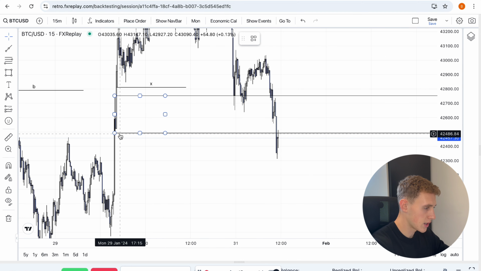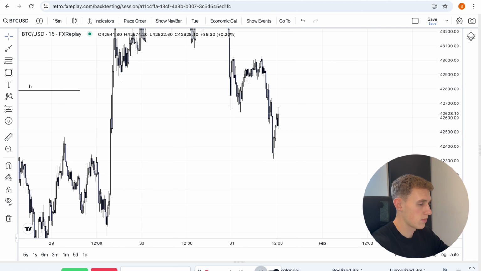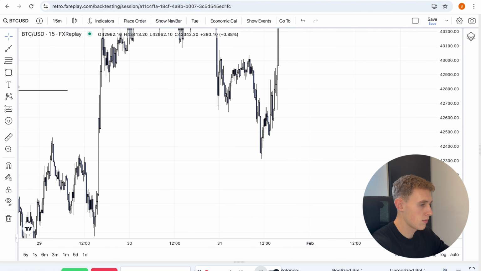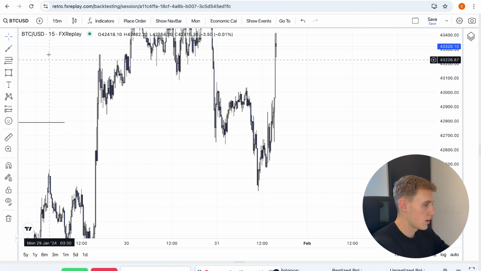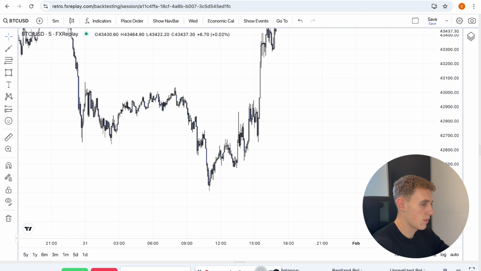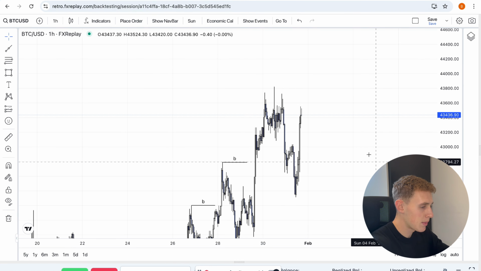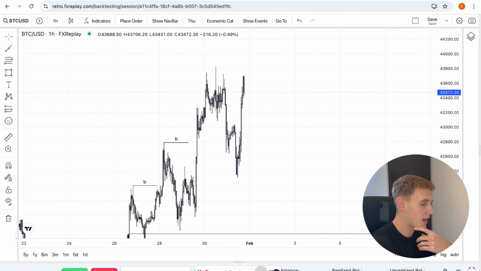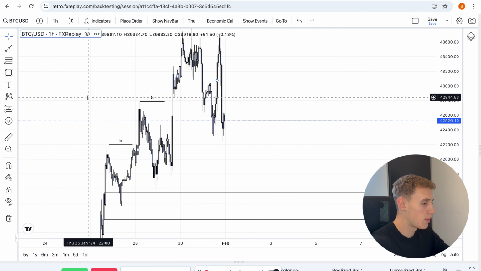Nope, looks like it wants to continue lower. Looks like it just wants to continue straight up. So we did have sweep of that demand, which was still valid, but you just had that impulsive move up with no real pullbacks.